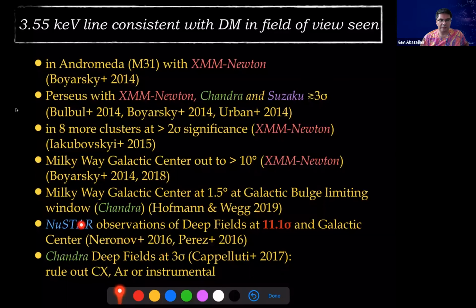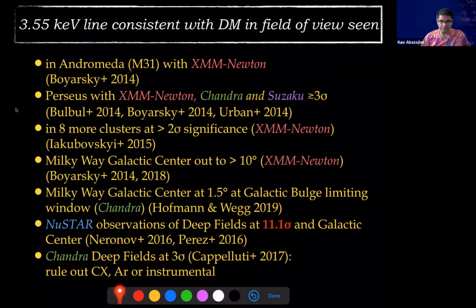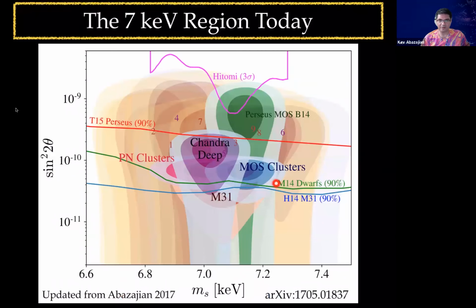And it was seen in new star observations of deep fields at 11 sigma, which is crazy. But it's thought to potentially be an instrumental line, which is what it was originally interpreted as. So it's not clear if that is certainly from the sky. And it's also been seen in the Chandra deep fields at 3 sigma. There's actually an extension of the Chandra deep field analysis that will be coming out soon that doesn't see it, actually, and places a limit, although the limit is still consistent with other constraints.